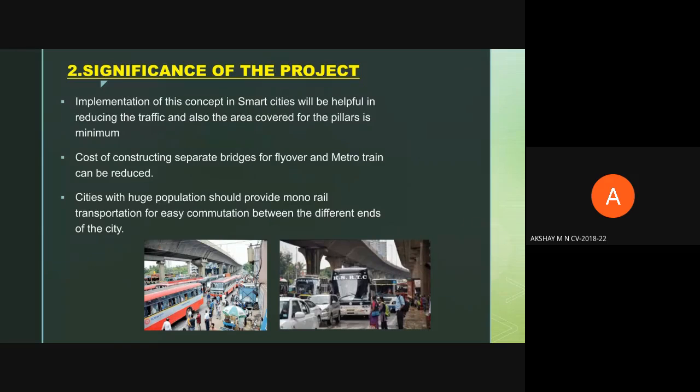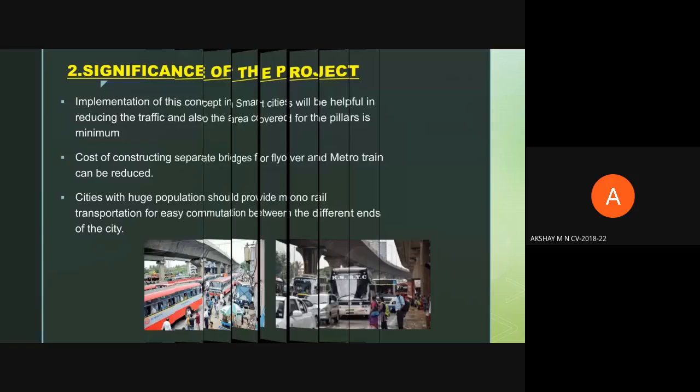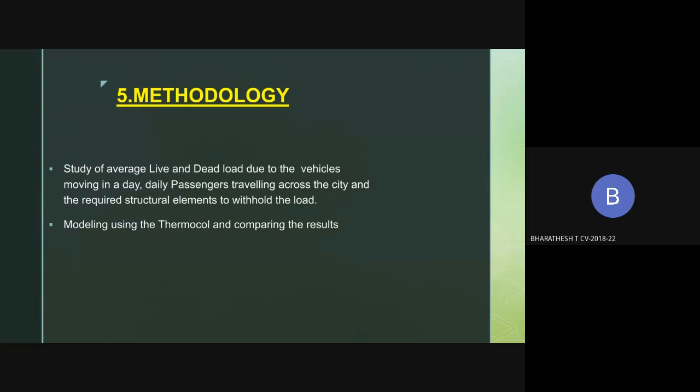Thank you, Rakshit. The methodology is that initially we are planning to produce a miniature model using thermocol, and then we'll be analyzing the live load and dead load which are expected to be subjected and design the structural elements appropriate to it. Metropolitan cities with minimum space and high traffic can opt for this project. Next, the result and literature is told by my friend Monesh.